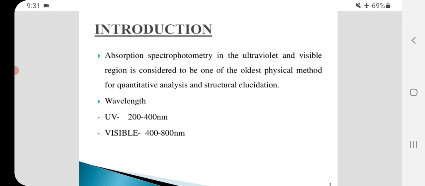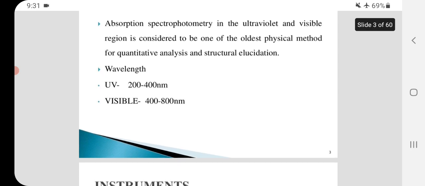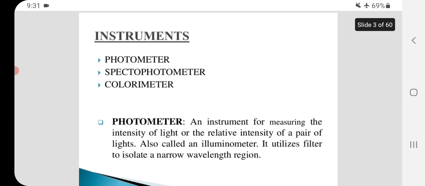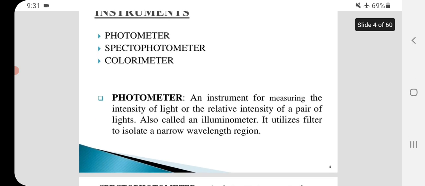First, wavelength. UV 200 to 400 nanometer, visible 400 to 800 nanometer. Instruments: photometer, spectrophotometer and colorimeter. First, photometer. Photometer is an instrument for measuring the intensity of light or the relative intensity of a pair of lights. Also called an illuminometer, it utilizes a filter to isolate a narrow wavelength region.